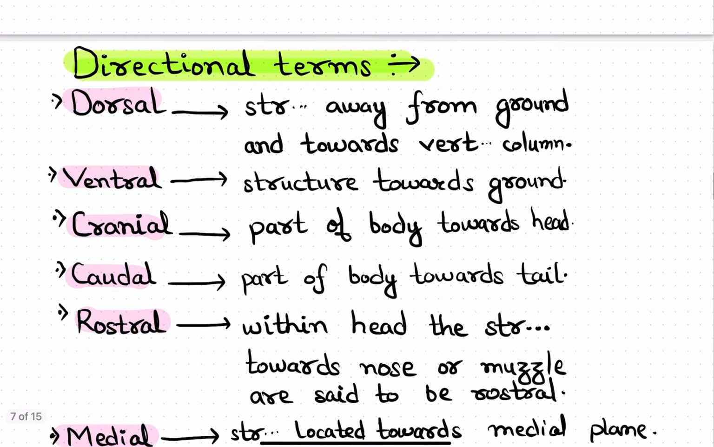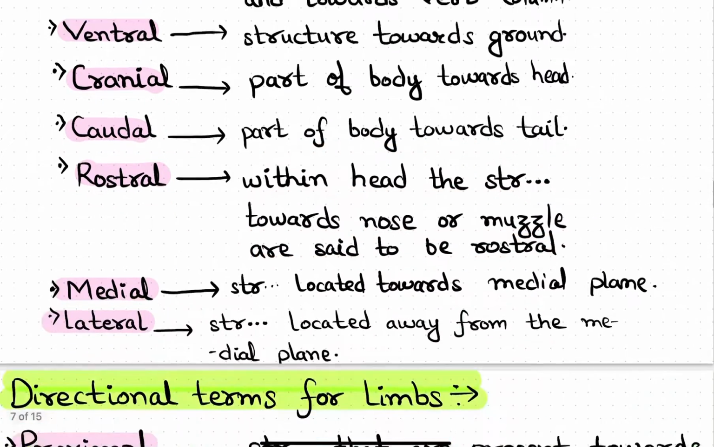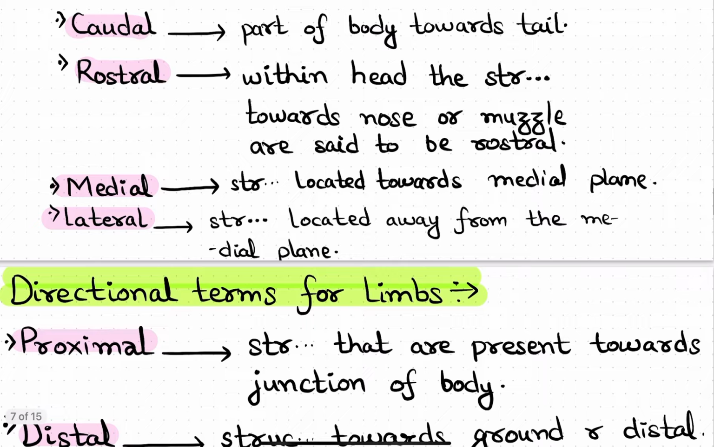Now let's read the definitions of these directional terms. What was dorsal? Dorsal structures were those structures which were away from the ground and towards the vertebral column. What were ventral structures? Towards the ground. What were cranial parts of the body? Towards the head. Caudal parts of the body? Towards the tail. Rostral, within the head: the structures towards the nose or muzzle are said to be rostral, as I discussed in the diagram shown to you, because anatomy is a subject in which you have to get knowledge from the diagram. It is not a subject where you can just mug up. You have to see the diagrams and remember those diagrams, not definitions.